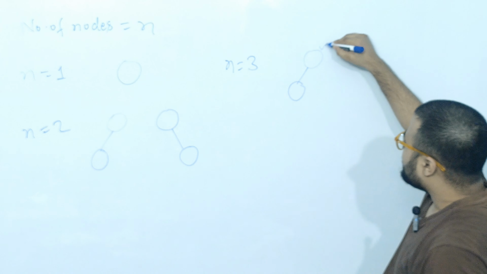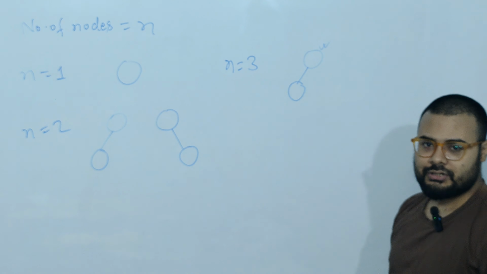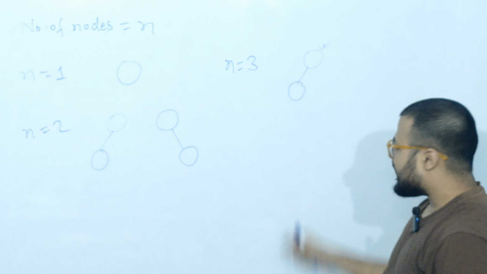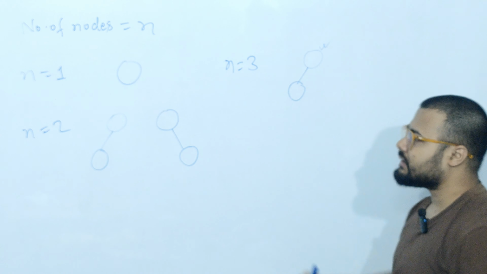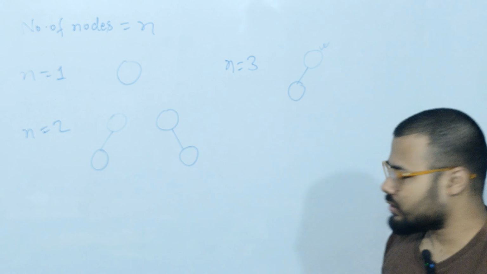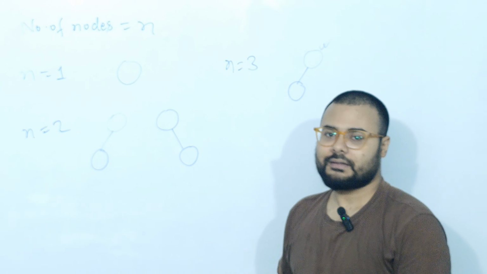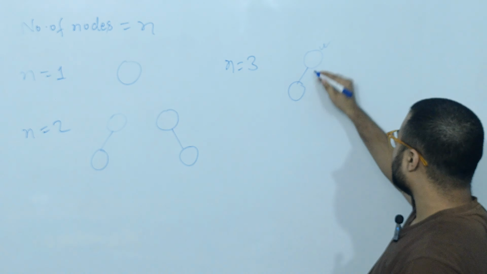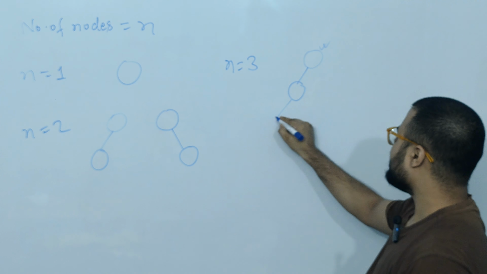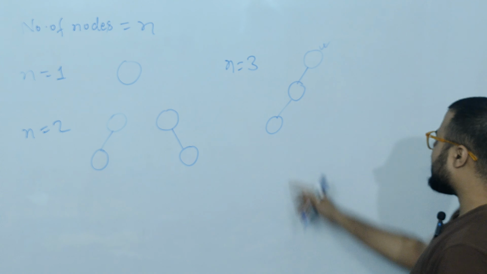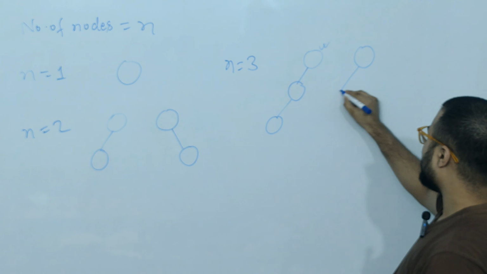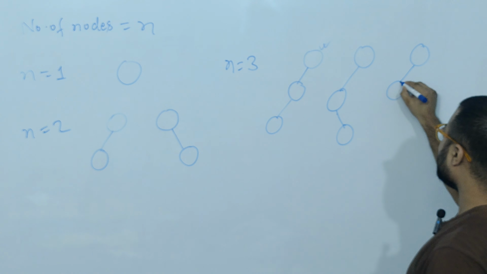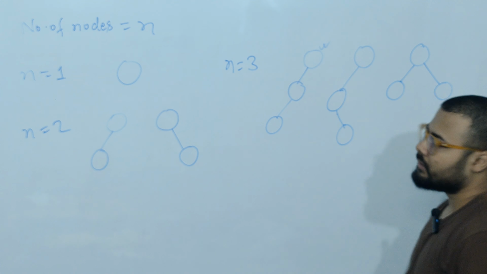If you add a node to this node, then the height of the tree will not change, because you are not adding a node to the maximum depth. And if you add a left or right child to this, then the height of the tree will increase by 1 because you are adding a node to the leaf at the maximum depth. So this was my base tree. Using this base tree, I can make a binary tree like this, or like this, or like this.